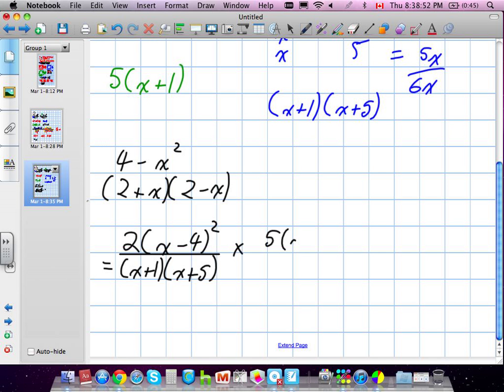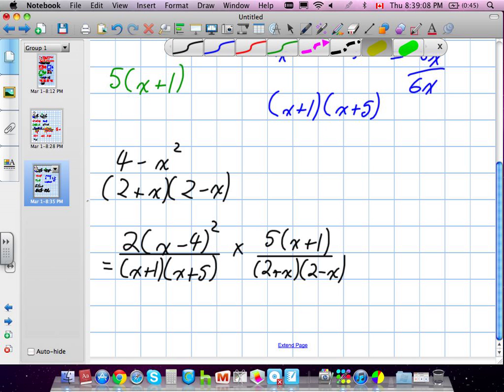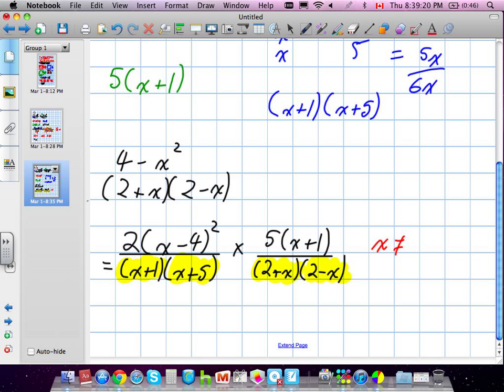All right. So what do I gotta do now? Restrictions. Of what? The 2 denominators. So, x cannot equal negative 1. Yeah, that's right. I'll go for this one. Negative 5. Yeah, this one. Negative 2. And positive 2. Good. So we have negative 1, negative 5, negative 2, and positive 2 are restricted.